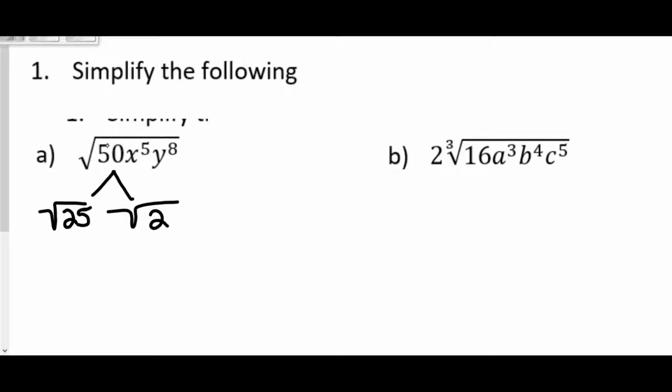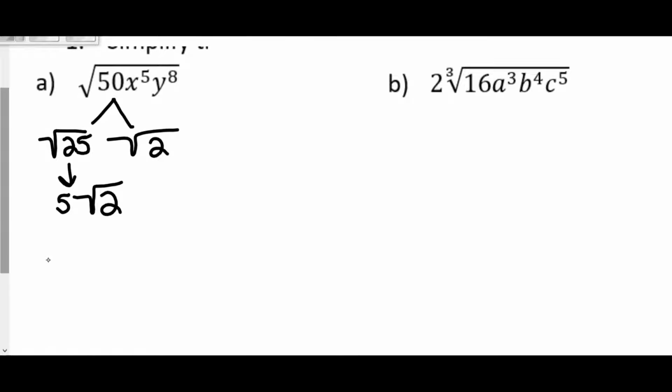And the way that we know that that's the biggest perfect square is when we start dividing perfect squares into 50, when we divide 50 by 25, we get 2, and 2 can't be simplified by perfect squares anymore. It's too small. So that's how we know we got the biggest perfect square. So the square root of 25 is just 5. Rad 2 stays the same, so that turns into 5 rad 2. So our radical now looks like 5 rad 2, x to the 5th, y to the 8th.